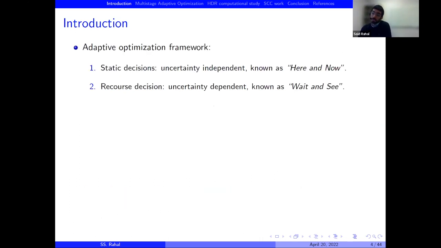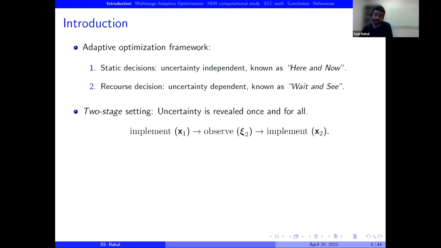Okay, so adaptive optimization is a framework that incorporates uncertainty in the decision-making process, and it does so by classifying the decisions into 2 main parts. The first part, known as static decisions, are independent of the uncertainty, and they are known as the here and now decisions. Basically, the lay term for them is here and now. The second group is known as recourse decisions, or adaptive decisions. Based on their name, they are dependent on the uncertainty, and they are also known as wait and see.